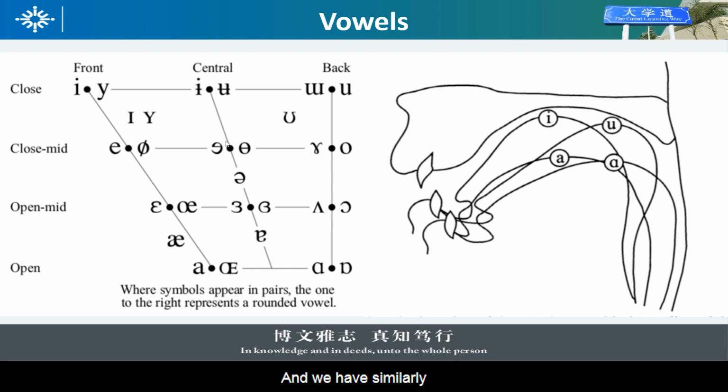And we have similarly another group of central vowels. You can also produce central vowels this way. Central vowels means you put your tongue not to the front and not to the back, but in the middle.